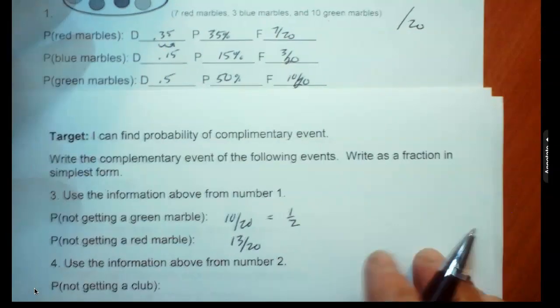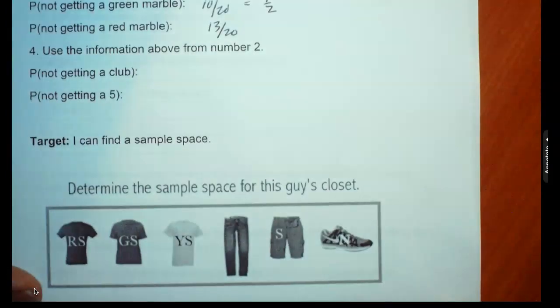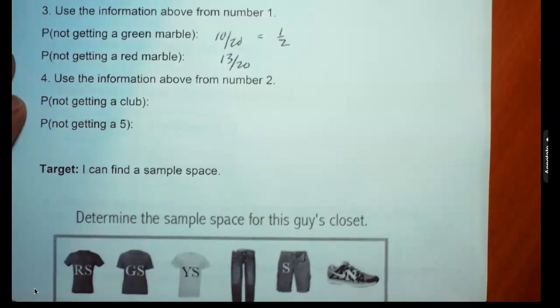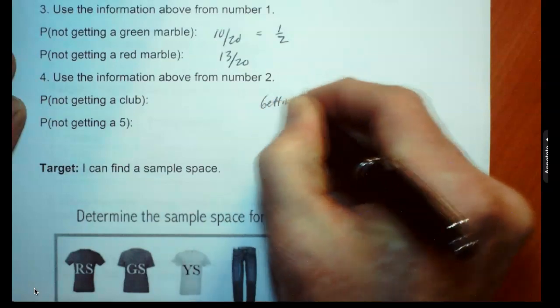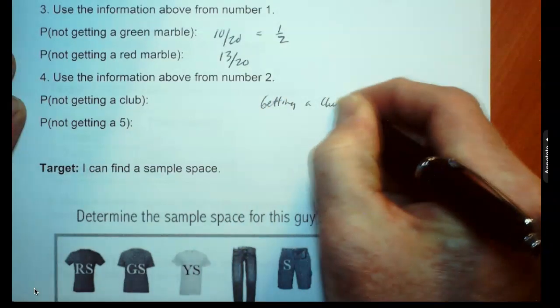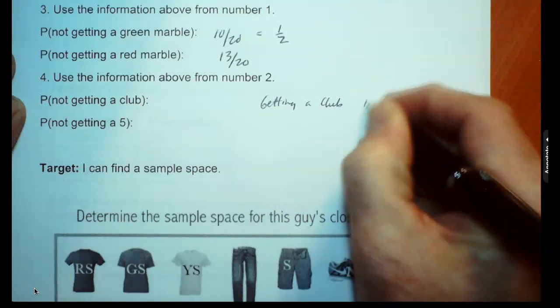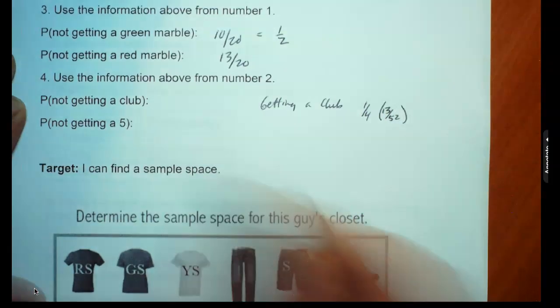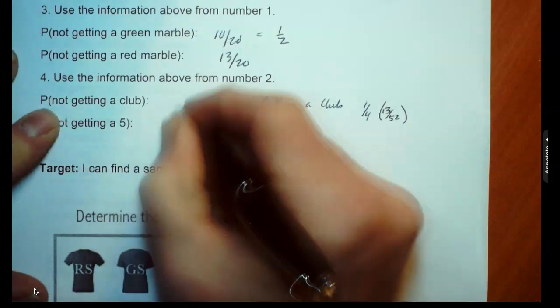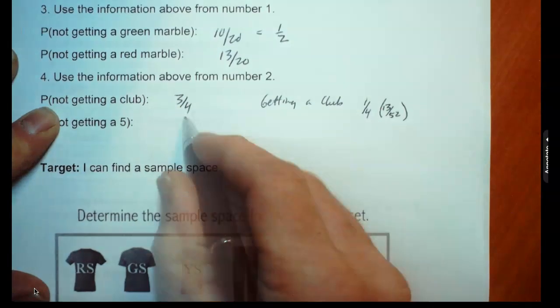All right, now we're looking at the information from number 2. We've got our cards. I don't know if we're going to need that. I think we could probably figure this out. Okay, so now we're looking at the probability of not getting a club. Well, if you remember, the probability of getting a club from the standard deck of cards was 13/52. We just reduce that to 1/4. So the probability of not getting a club is going to be 3/4. Because again, 3/4 plus 1/4 will equal 1.